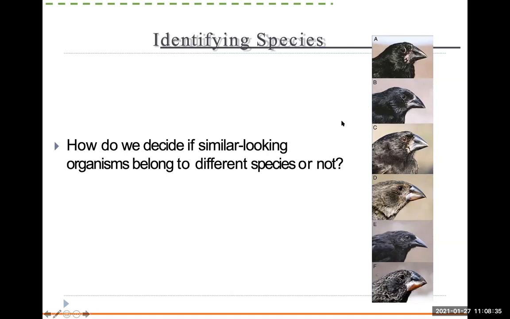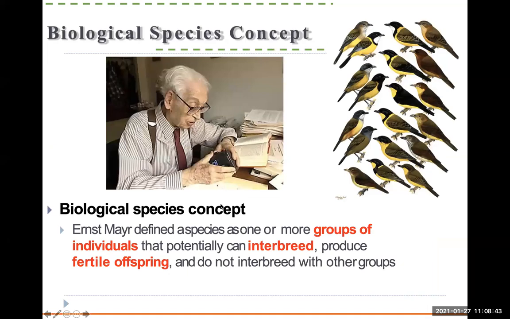Yeah, you can do a DNA study, but the way we define if species belong to the same group is something called the biological species concept. There are a lot of concepts that they use to organize whether they're different species or the same species, but this is the most accepted one. The person who's responsible for this is Ernest Mayr. I need you guys to know the name. He defined a species as one or more groups of individuals that can potentially interbreed and are able to produce fertile offspring. What does this mean?